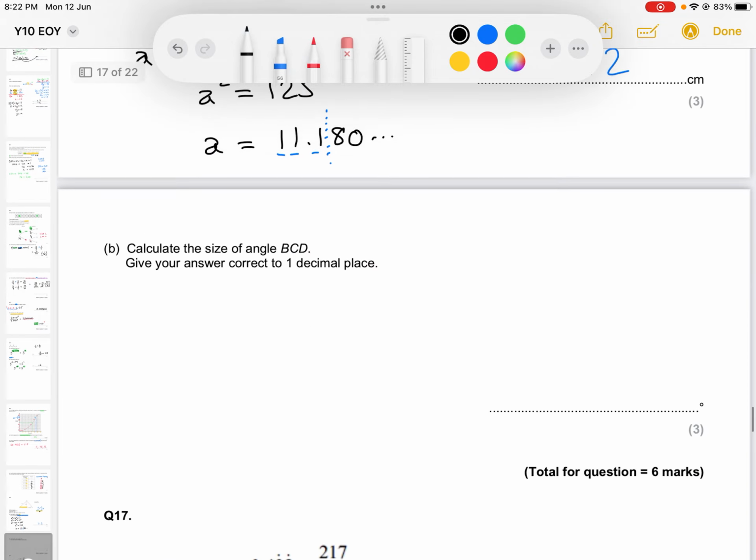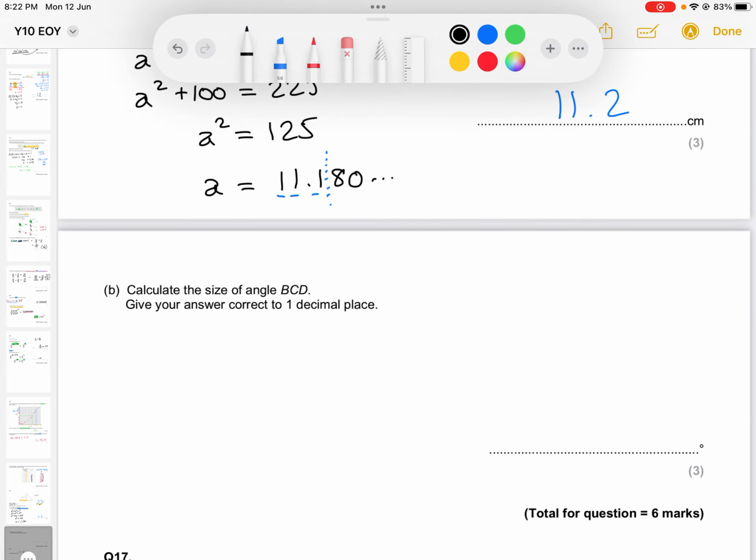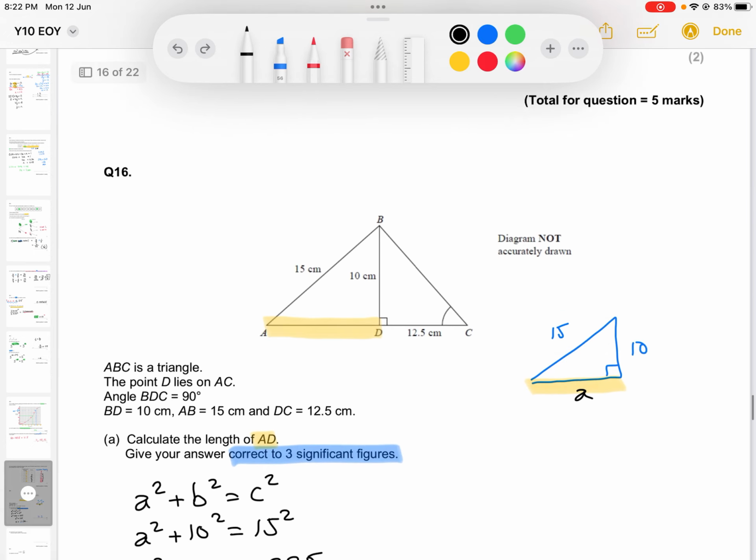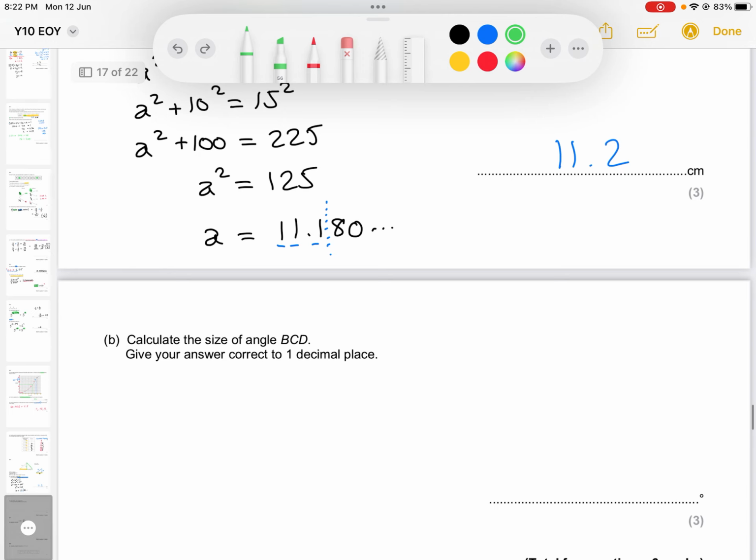Part B, same picture diagram, sorry, calculate the size of angle BCD, so the angle at C between the lines B to C to D, like so. So it's the angle that's been marked here. We once again have a triangle that is right angled with this. We are given two pieces of information in the form of the 10 and the 12.5, but this time we're looking for an angle. So we're going to be using SOHCAHTOA, our trigonometric ratios.